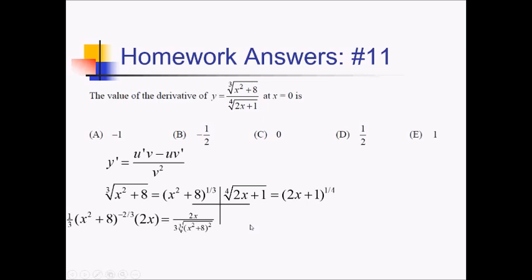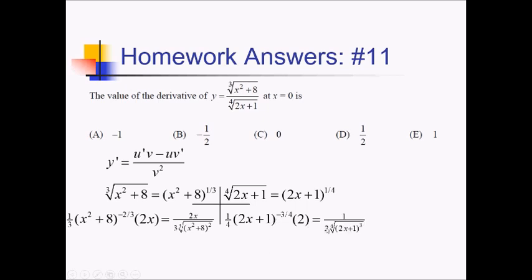All right, let's take the derivative of this next one. So this is going to be 1/4 times something to the negative 3/4. And we're multiplying by the inner derivative, which is 2 in this case. Simplifying this, 2 and the 4 cancel, leaving us with just a 2 downstairs. Also downstairs, we have the 4th root of 2x plus 1 cubed.